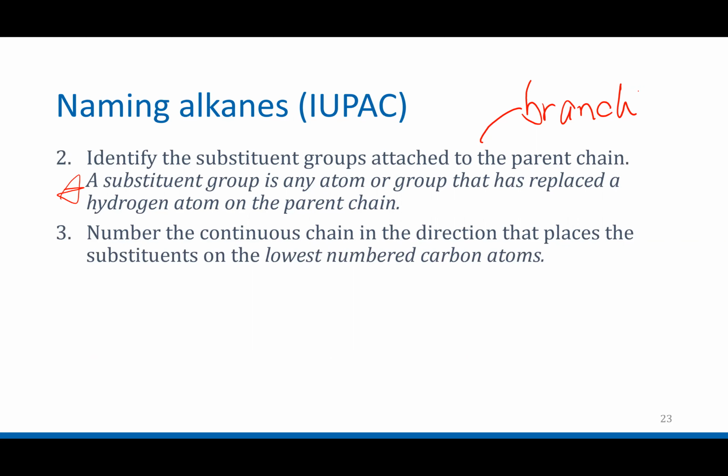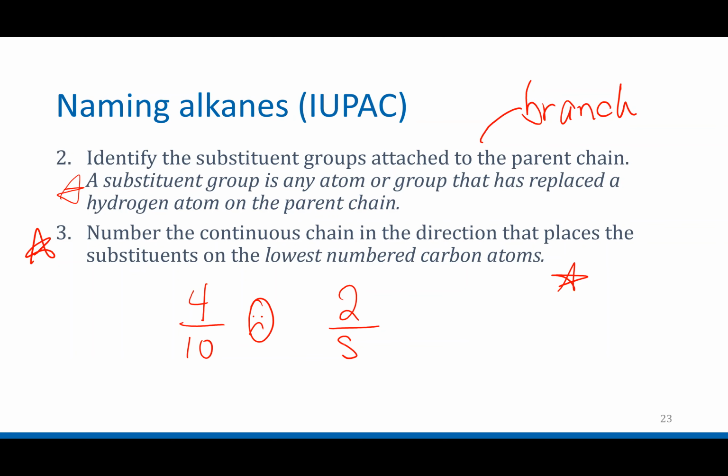We number the continuous chain. Okay, actually, this is really important. We number the continuous chain in the direction that gives us the lowest possible numbers. Like you guys know in math class, when you're writing fractions, if you gave your math instructor the fraction 4 out of 10, your math instructor would be very upset because your math instructor would rather you write 2/5. Now, there's no math or fractions in this course, don't worry.